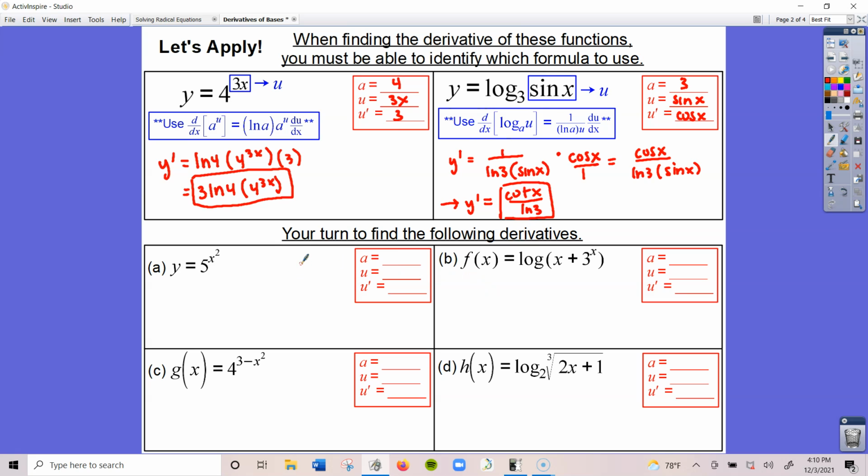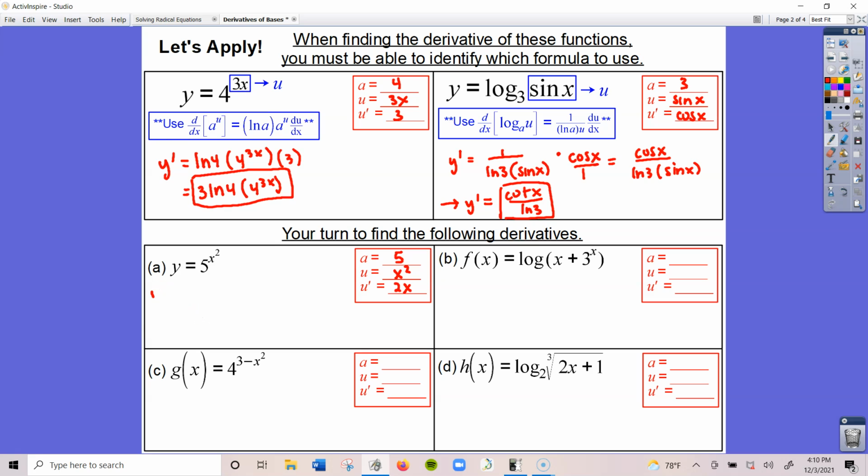Let's practice with a few more. We have y equals 5 raised to the x squared. My base here, a, is 5. My u is the exponent, which is x squared. And so u prime would be 2x.